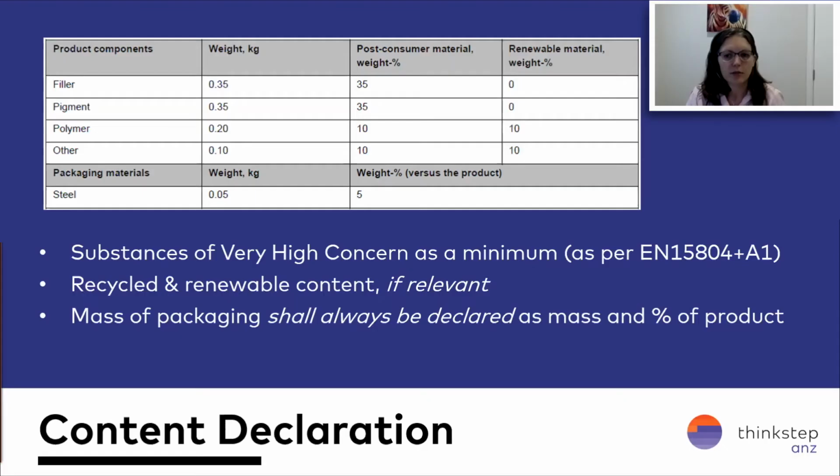The EN15804+A2 standard contains the same wording as the old standard around requiring a content declaration that as a minimum covers substances of very high concern where their content exceeds the allowable limits. It's also got a separate new requirement to always declare the mass of the packaging. And that's somewhat related to the biogenic carbon declaration we just talked about. The PCR provides a really useful format for content declarations. It includes the packaging, as you can see, as a separate line, and some additional requirements that allow you to clarify the content of post-consumer recycled material and of renewable material where that's relevant.